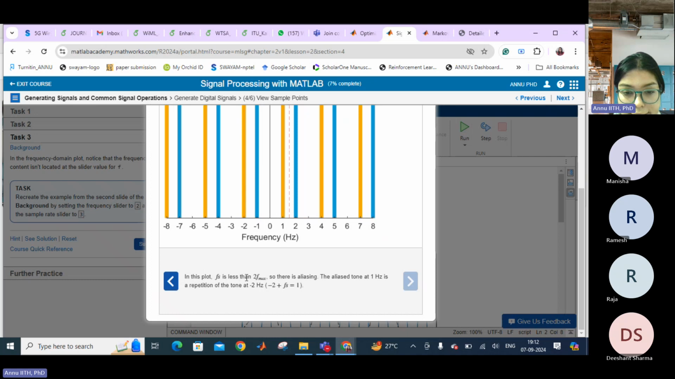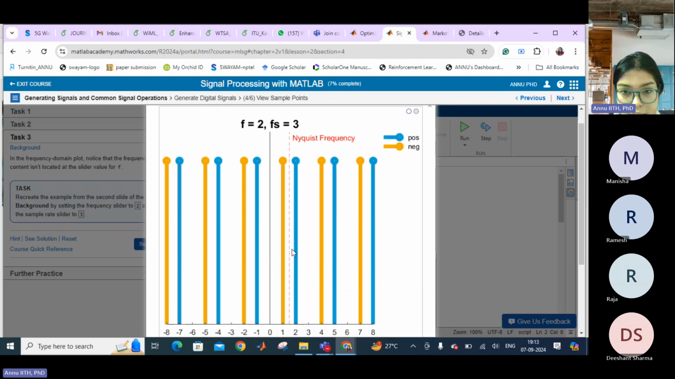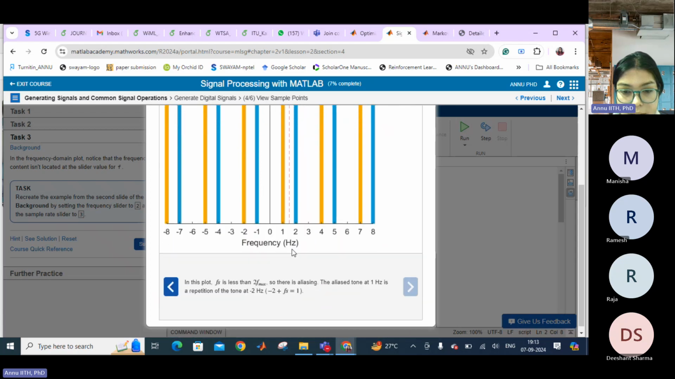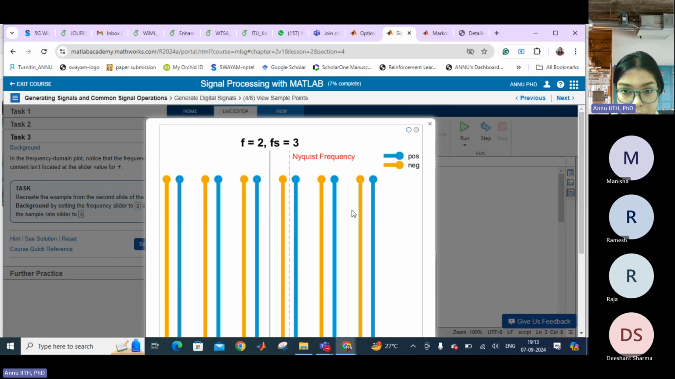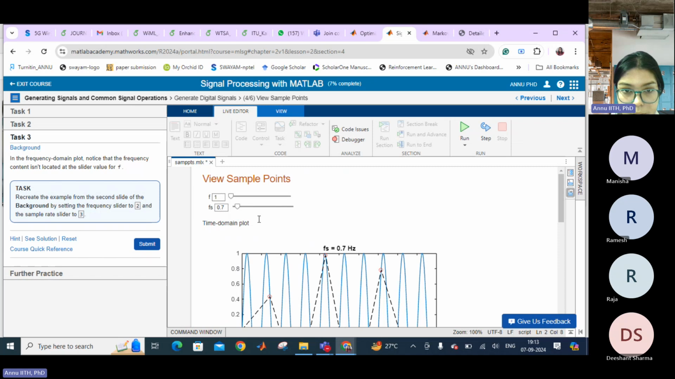In this plot, fs is less than 2 f max, so there is aliasing. The alias tone at 1 hertz is a repetition of the tone at -2. 1, 2, 3, 4, 5, you can see here. So in the frequency domain plot, notice that the frequency content isn't located at the slider value for f.